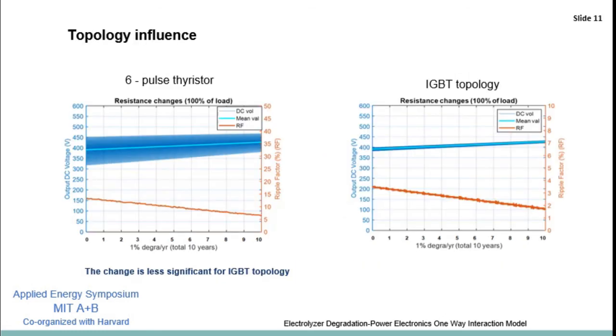Since our current PEM system is using a 6-pulse thyristor, we compared a different technology using the IGBT topology. As we can see on the right side, at the same degradation rate, the change of ripples is less significant for the IGBT technology. That means the IGBT technology is more stable than the 6-pulse thyristor under degradation.